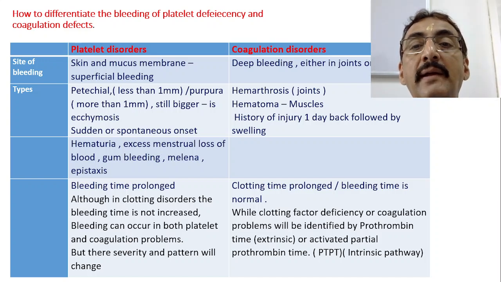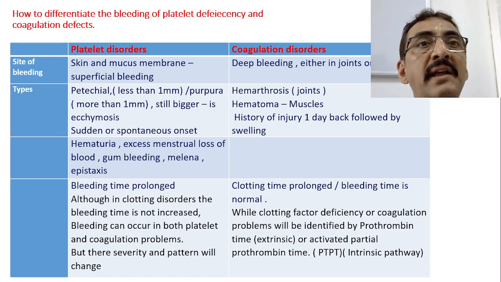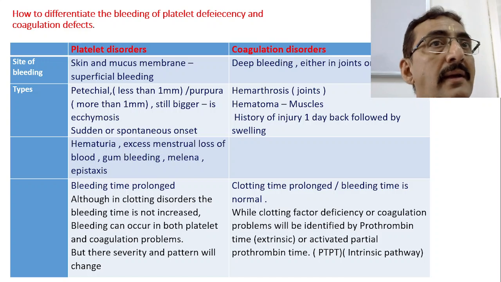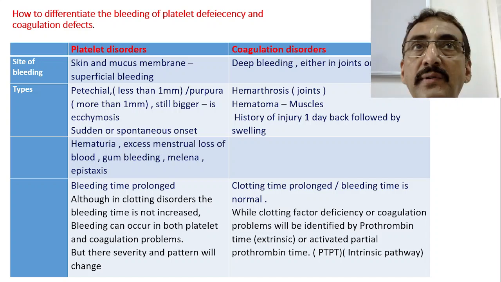So there will be a history of injury 1 day back or 2 or 3 or 4 days back, followed by a swelling. Most commonly, swelling will be in the pressure points, for example, pressure-sustaining areas like knee joints, maybe the elbow joint, shoulder joint, hip joint, etc. Hemarthrosis means collection of blood around the joint space. That's called hemarthrosis. There may be formation of hematomas in the muscles. So this is the pattern. In clotting factor deficiency, the onset of the swelling or bleeding is always quite slower. It's not sudden, whereas in platelet problems, it always occurs suddenly.